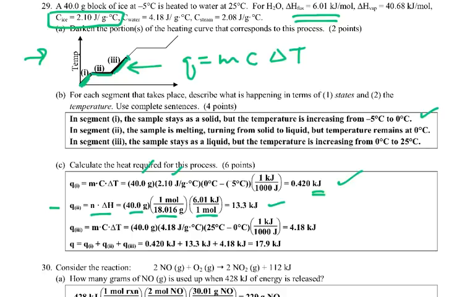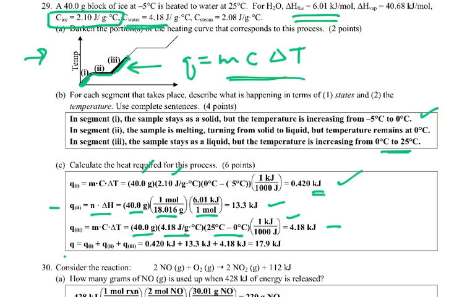Now the last one is again a Q equals mc delta T kind of problem. It's still 40 grams, but this time we use 4.18, which is the specific heat for liquid water. Our delta T is going from 0 to 25, so it's 25 degrees. Again, this is going to come out in joules because of our specific heat, so we use a conversion to go from joules to kilojoules. So we have this answer, 4.18 kilojoules.